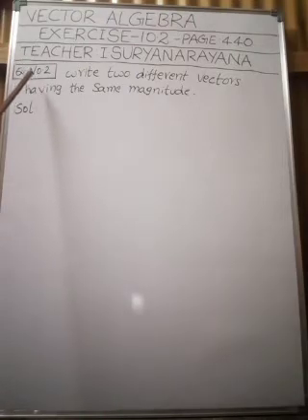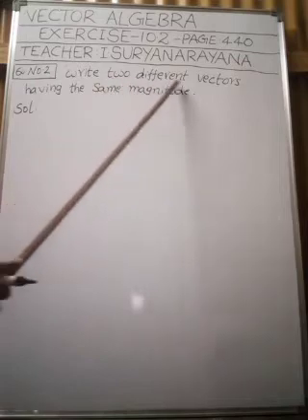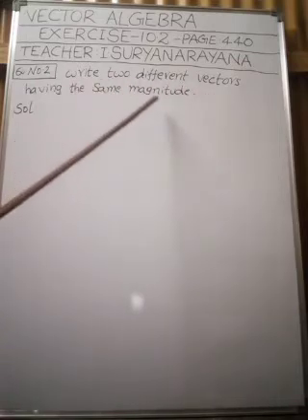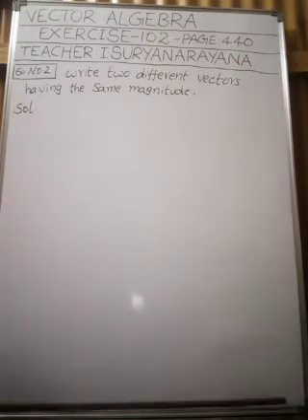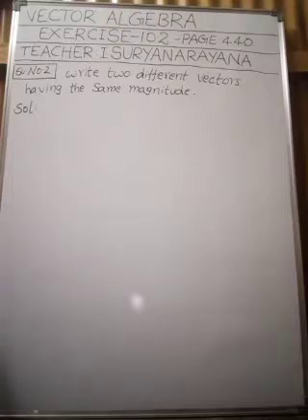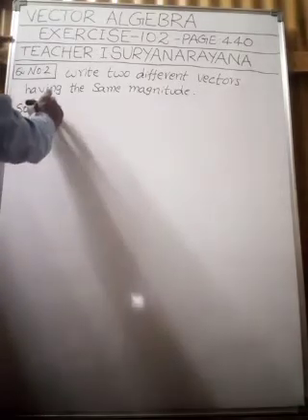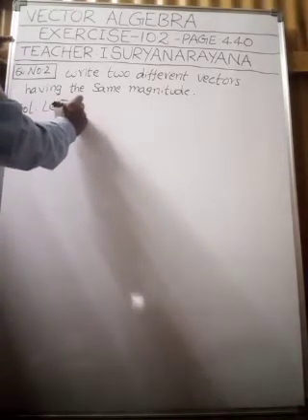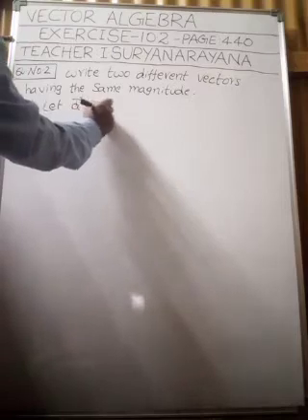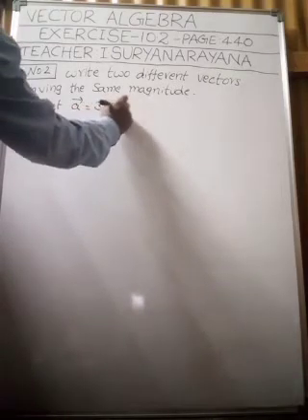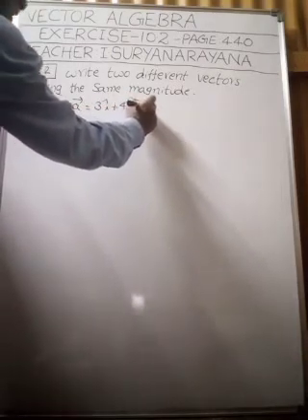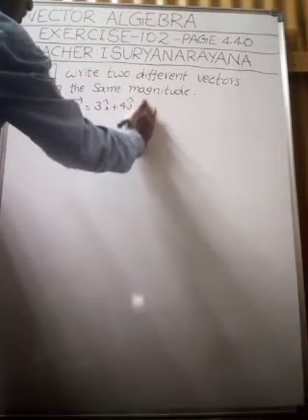Right. Now come to question number 2. Second question in the exercise. Write two different vectors having the same magnitude. Understood this question, my children? Yes, we have to write two vectors having the same magnitude. Okay, my children. Let a bar is equal to 3i cap plus 4j cap minus 2k cap.